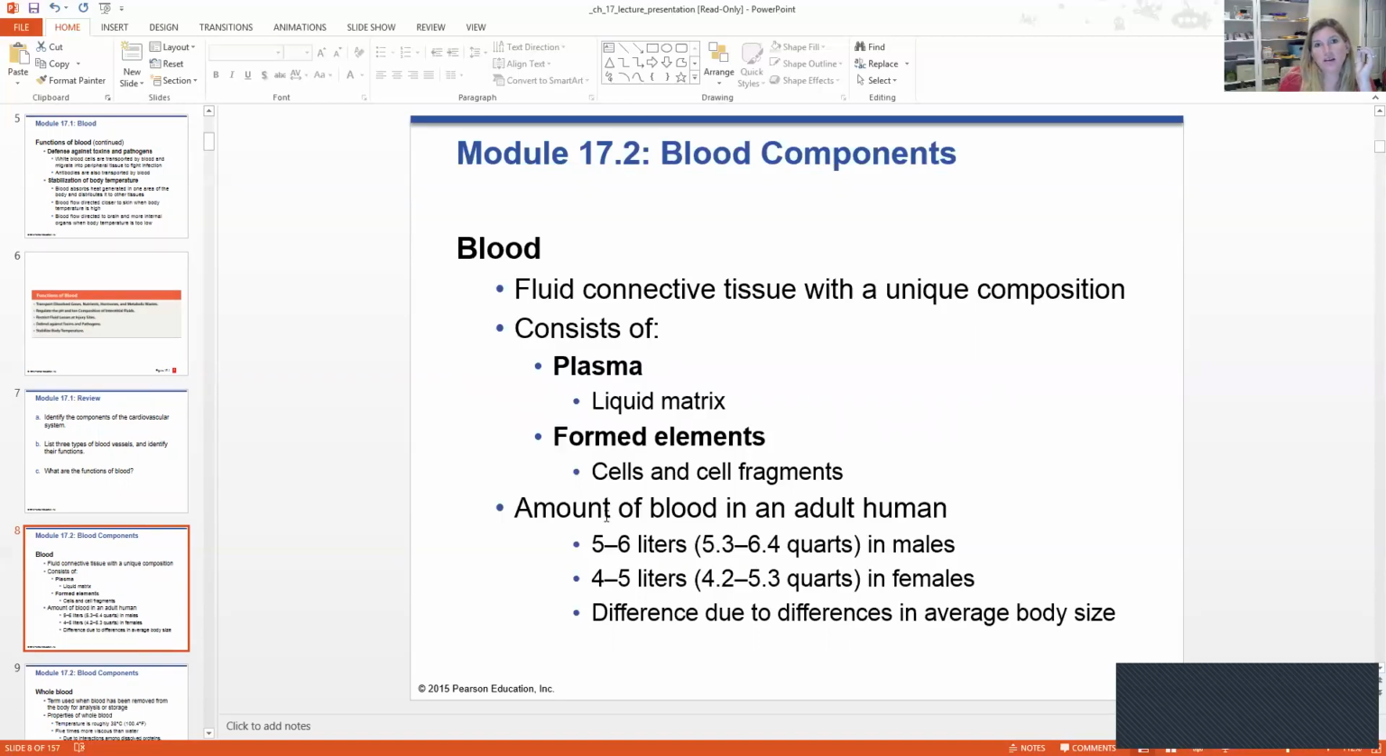So there's going to be a variation of these substances depending if you're male, you're female, you're old, you're young, you're fit, you're not fit, etc. But on average, males tend to have 5 to 6 liters of blood, and females have a little bit less, 4 to 5. You're going to see this trend throughout our body systems as we move through this semester. Males always have a little bit more, they're a little bit bigger. Females have a little bit less, they're a little bit smaller. So the difference is just average body size.